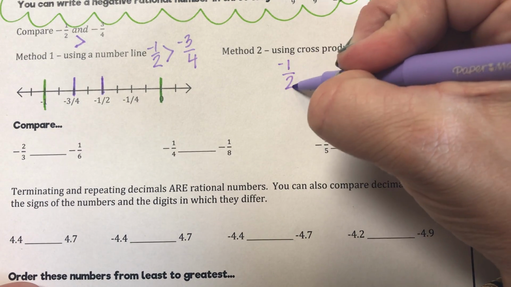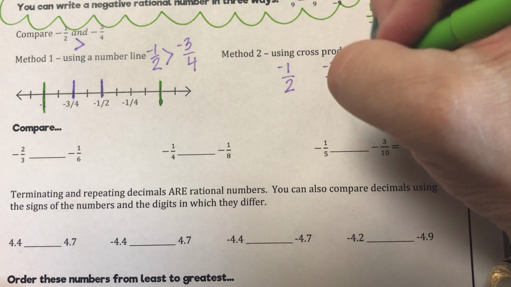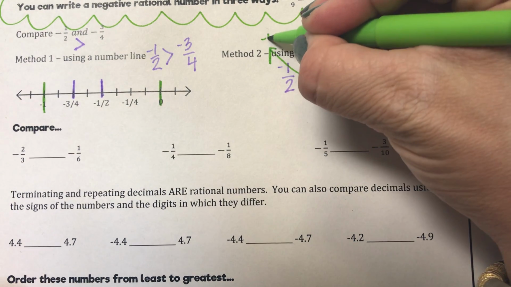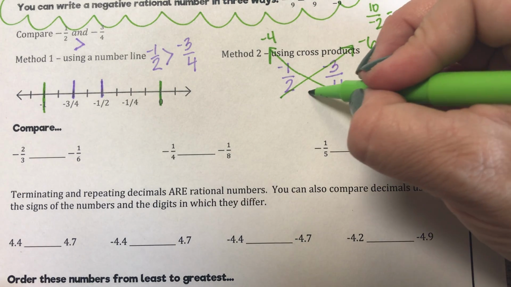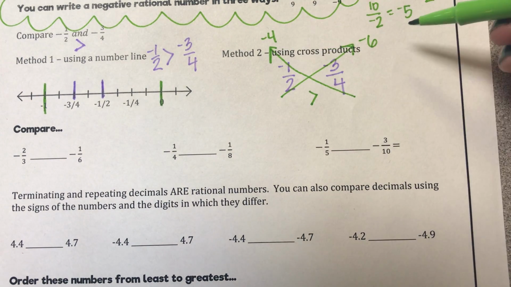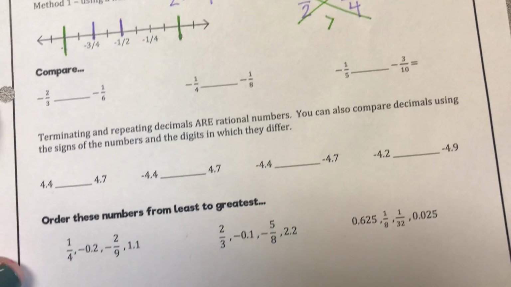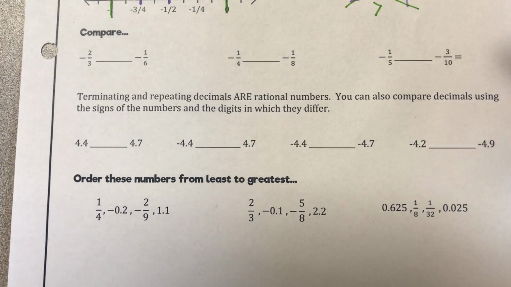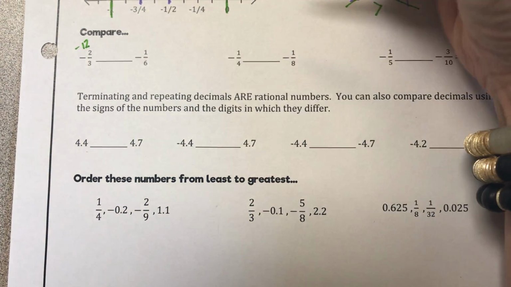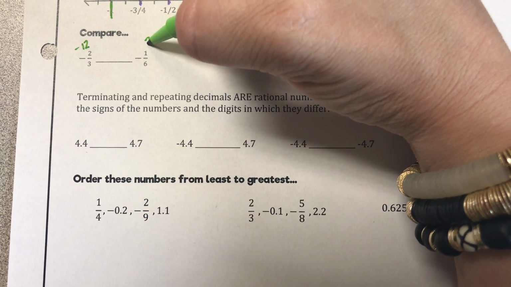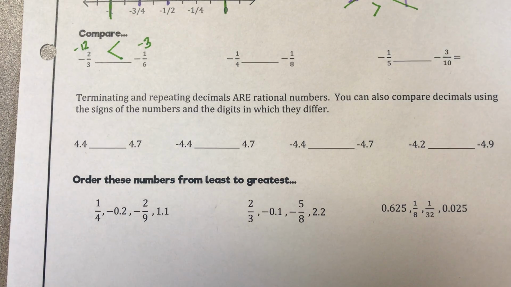So if I have negative 1/2 and negative 3/4, remember we can do our cross products. 4 times negative 1 is negative 4. 2 times negative 3 is negative 6. Negative 4 is bigger than negative 6. You just have to remember if they're both negative, right, that your cross products are going to be negative. So like here, 6 times 2 is 12 and it's negative. 3 times 1 is 3 and it's negative. Negative 3 is bigger than negative 12.